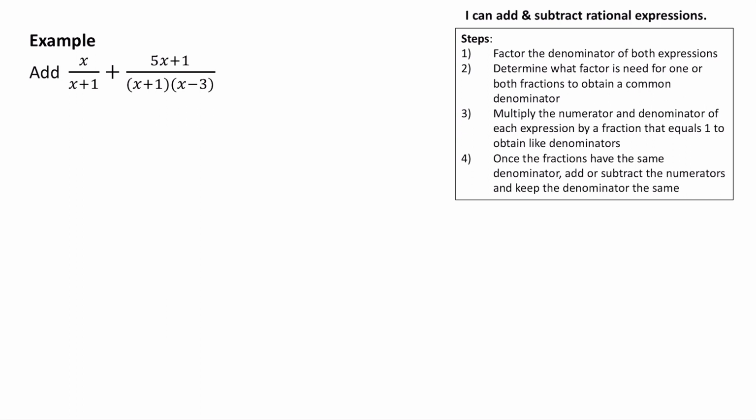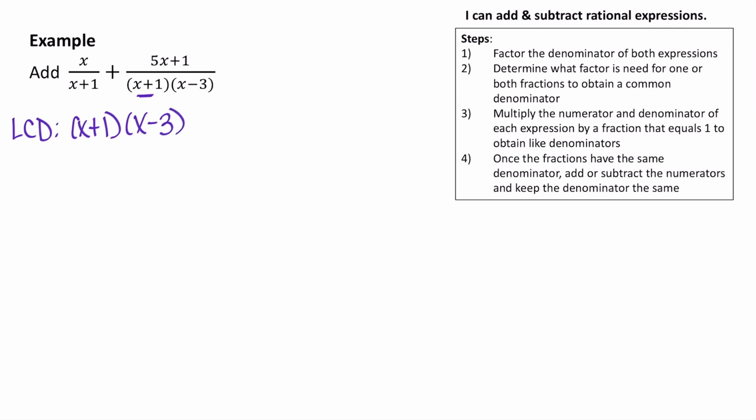So now let's try adding these two rational expressions together. So the nice thing here is that these are already factored. So what we're going to do is list out all the factors and then not repeat any common factors. So the LCD is going to be x plus 1, and then we don't need to write it twice because it's in both denominators. And then we have x minus 3.